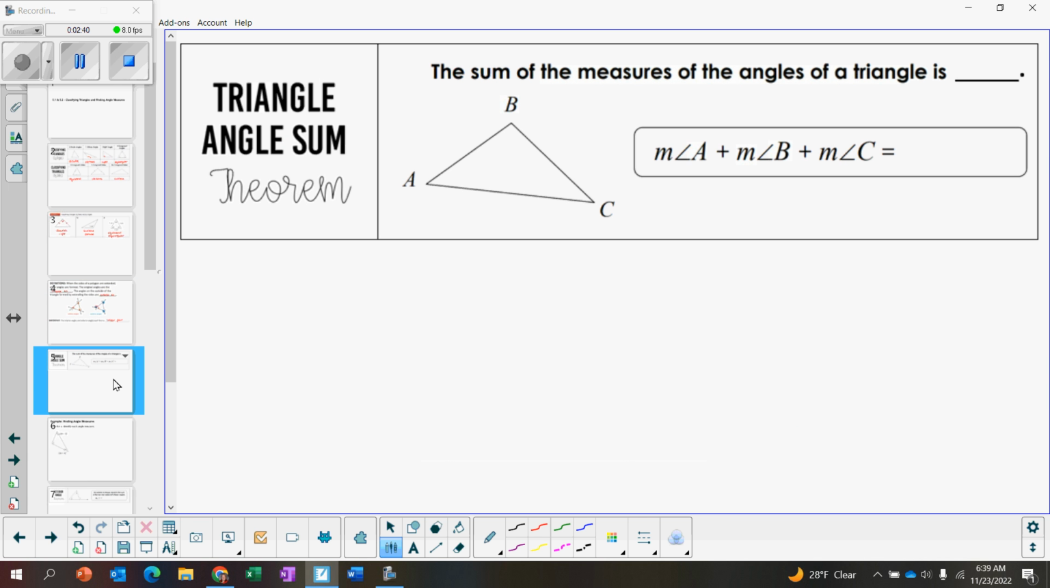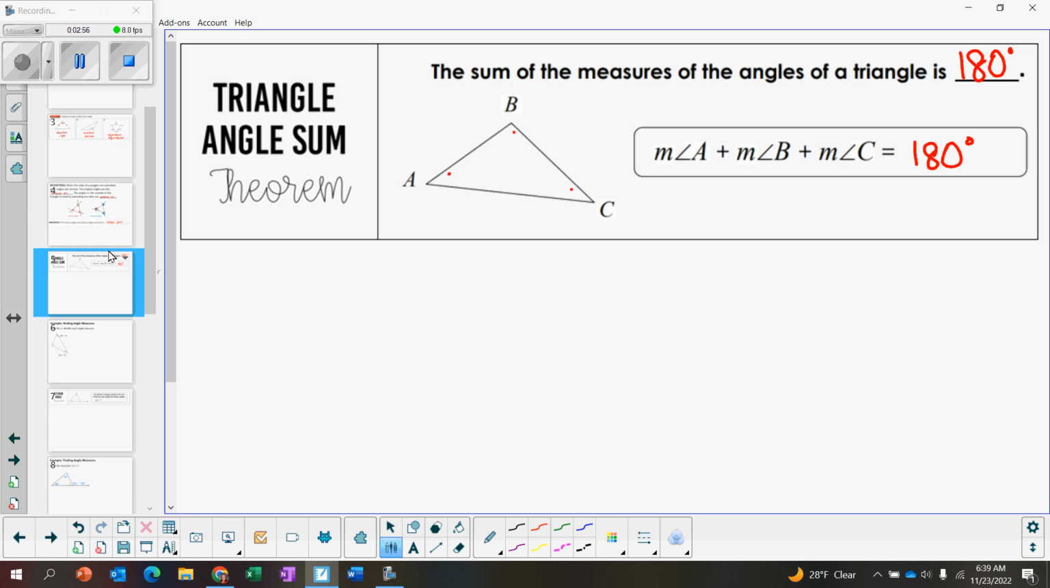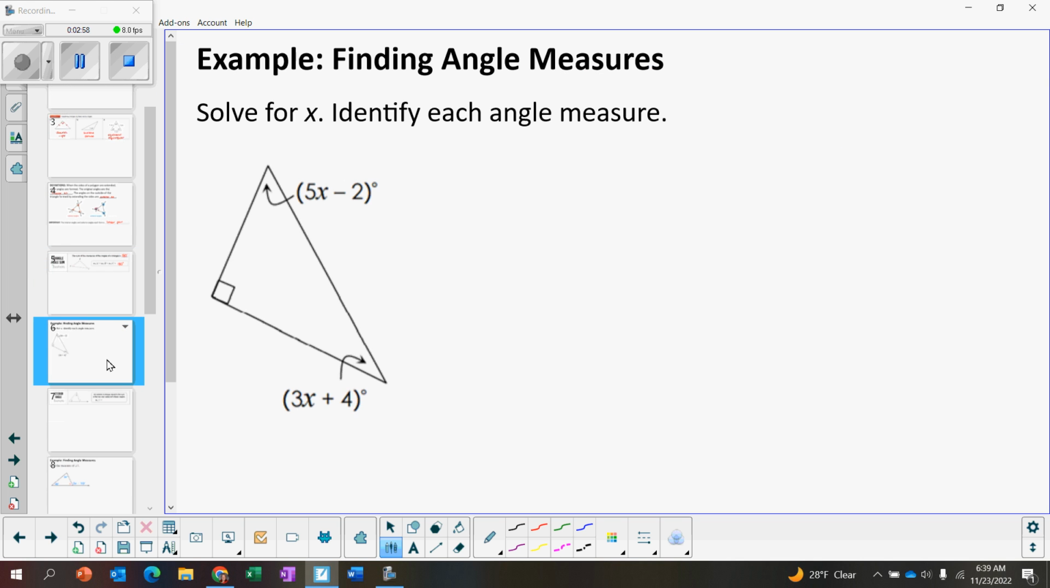So the first thing we'll talk about is the interior angles. The sum of the measures of the angles of a triangle is 180 degrees. So the measure of angle A plus the measure of angle B plus the measure of angle C equals 180 degrees. So all triangles add to 180. So let's use that. I have 1, 2, 3 angles. All 3 together should add up to 180.